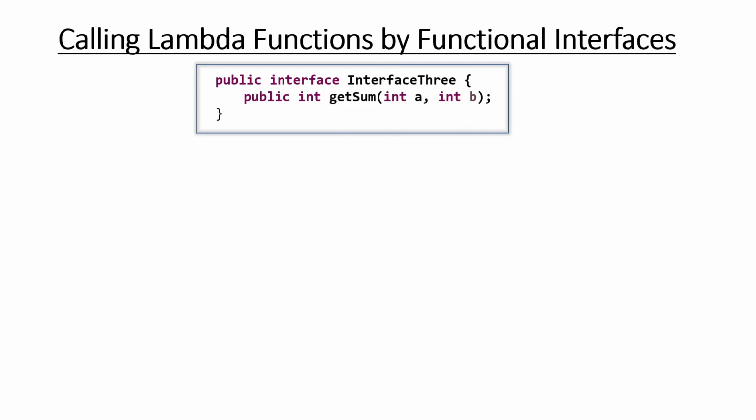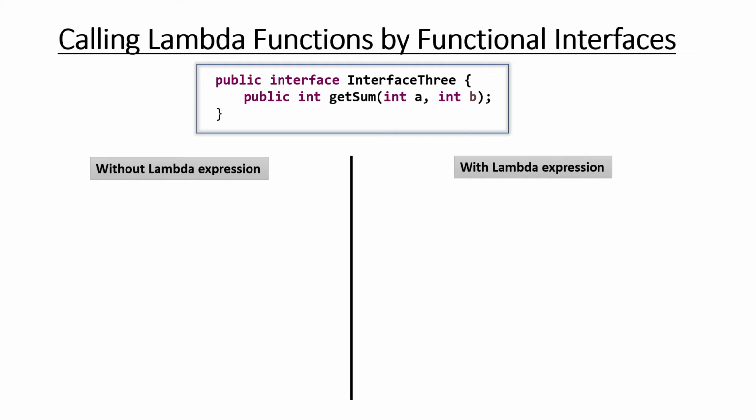So let's consider another example. Here we have an interface which is a functional interface since it has a single method. This is Interface3 which has one abstract method, that is getSum. Again we'll forget about the lambda expression and we'll try to provide the implementation of this in Java 7.